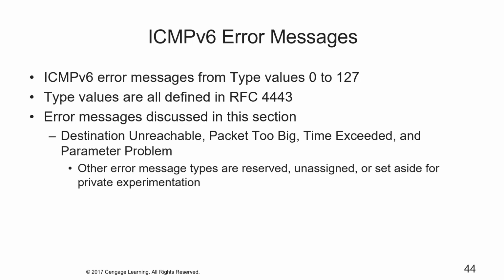So ICMPv6 error messages, again, the type values go from 0 to 127, and RFC 4443 defines those. We're going to talk about destination unreachable, packet too big, time exceeded, and parameter problem. But there are other error message types that are reserved or unassigned or set aside for testing and experimentation.